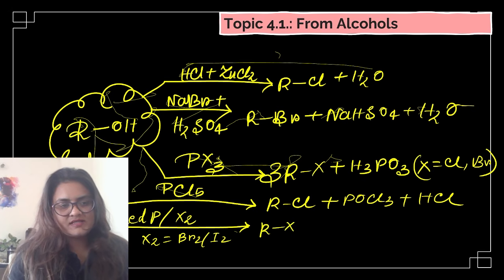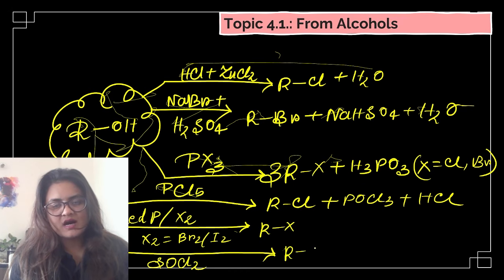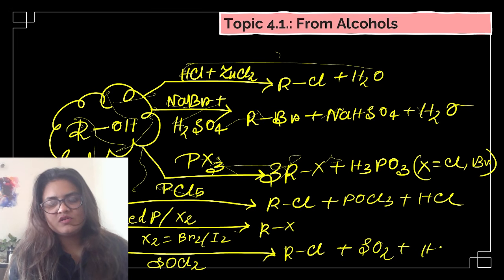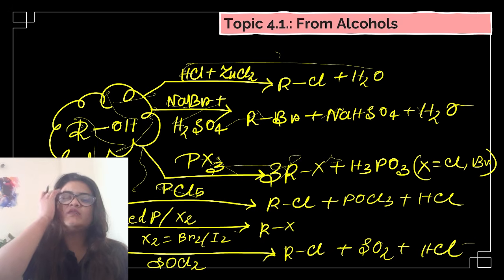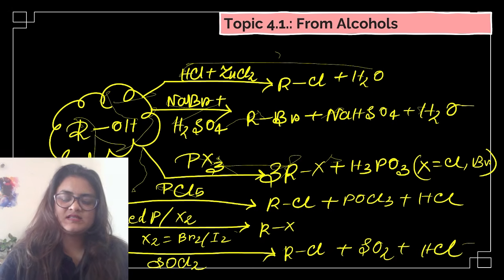Okay, last we can proceed with SOCl2, thionyl chloride. Here also you can get RCl plus sulfur dioxide plus HCl. So these are the methods by which you can actually prepare haloalkanes from alcohols. I guess this is clear to you.